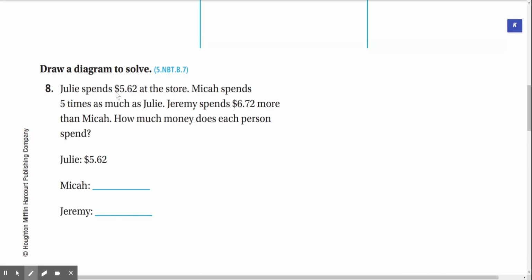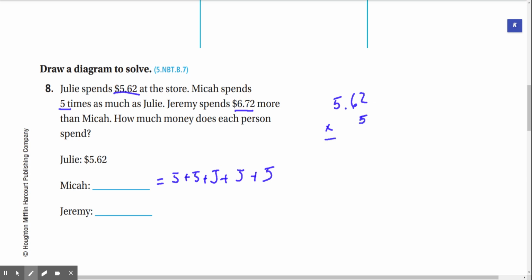Draw a diagram to solve. Number 8. Julie spent $5.62 at the store. Micah spends 5 times as much as Julie, and Jeremy spends $6.72 more than Micah. How much money does each person spend? Well, we know that Julie spends $5.62, right? And Micah spends 5 times as much as Julie. So Micah's going to be Julie plus Julie plus Julie plus Julie plus Julie. 1, 2, 3, 4, 5 times, right?